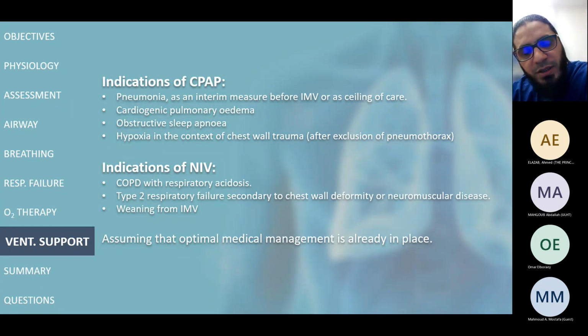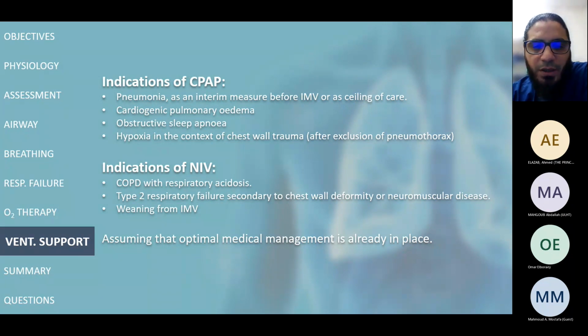In pulmonary edema as well, the alveoli are filled with fluid. It just needs a bit of pressure to push this fluid back into the intravascular space and keep the alveoli open. And in obstructive sleep apnea, this is a protective indication. It just keeps the airway open when the patient is asleep. In chest wall trauma as well, this can help, like if you have a flail segment, but you have to exclude pneumothorax before using it.